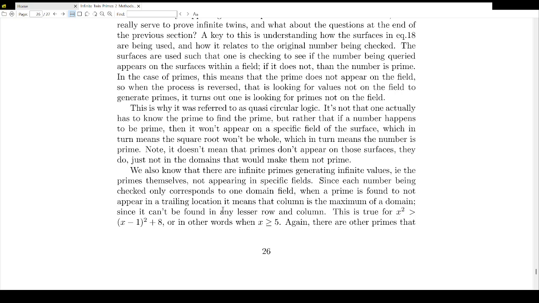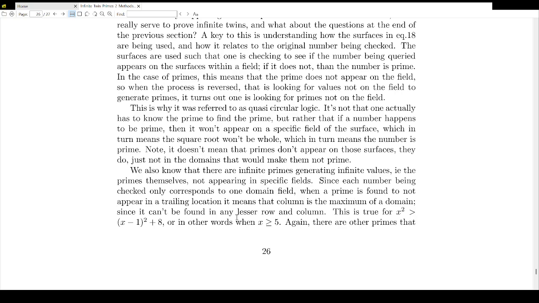So it had to correspond to when these were the maximum of domains, since it can't be found in a lesser row or column. Okay, here, hold on. Since each number being checked only corresponds to one domain field. So now we're kind of reverse engineering what we did at the end. And if you remember in the first video, I said, let's just assume it for any column, because we know for some column that corresponds to some domain for certain numbers that you would be checking in a range of those numbers.